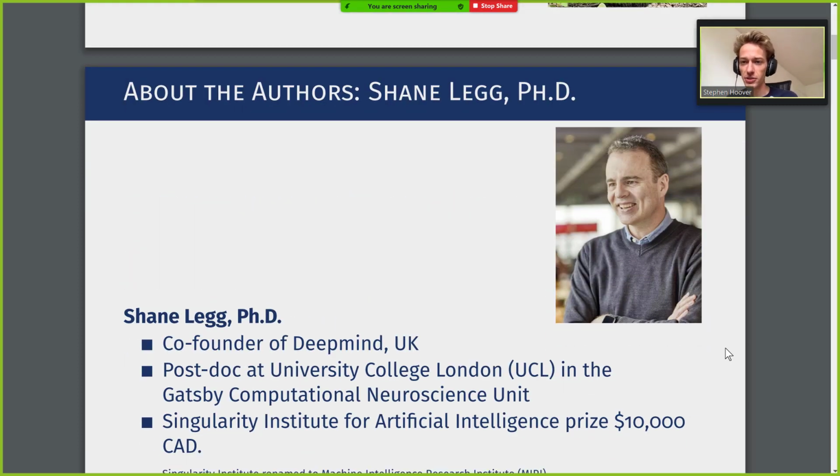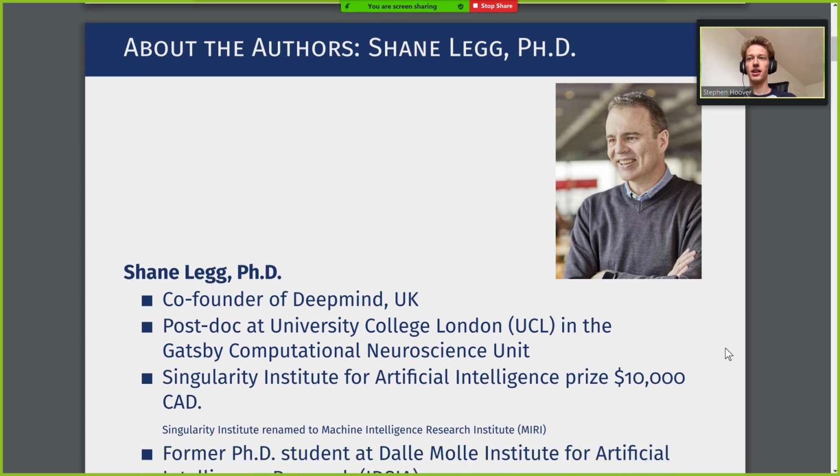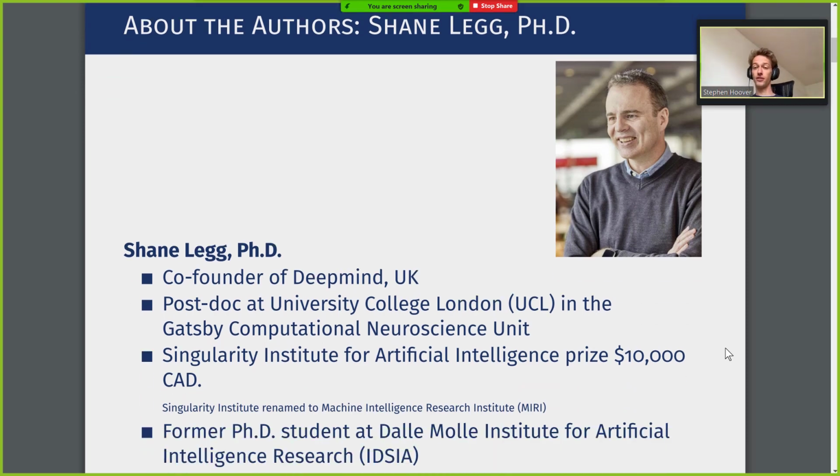So this is a little bit of background about the authors of the paper. The first author on the paper, who contributed most of the work, is Shane Legg. He has a PhD in computer science from USI in Switzerland. This is the lab that Jürgen Schmidhuber is at. He has a bachelor's in mathematics and a master's in technically discrete mathematics and computer science.